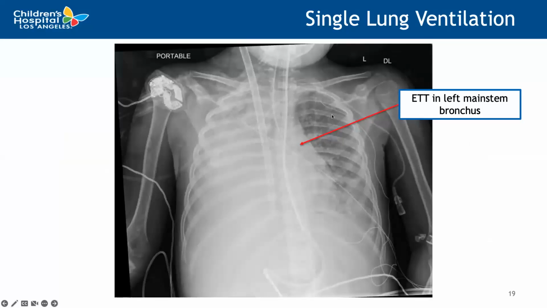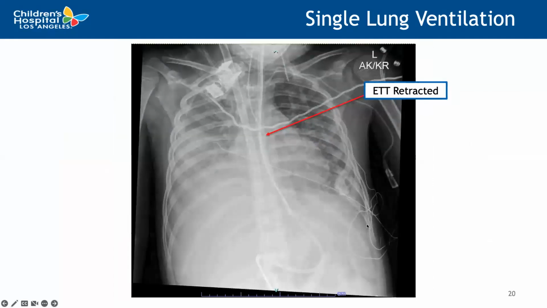And over time, we can see that he now had the resolution of the left-sided air leak with the removal of the chest tube. And over the course of his several-week VV ECMO run, the endotracheal tube was able to be slowly retracted, allowing for more ventilation going to the right lung. And as you can see, he's already starting to have some re-recruitment of his lung parenchyma and resolution of those pneumatoceles.